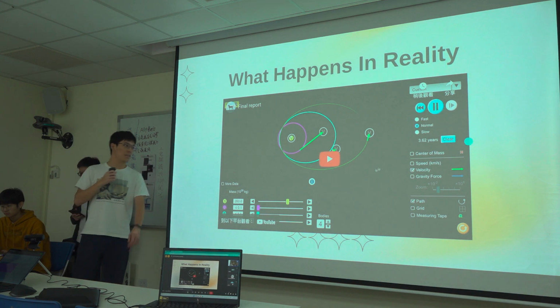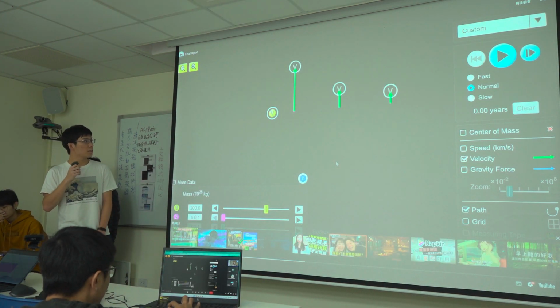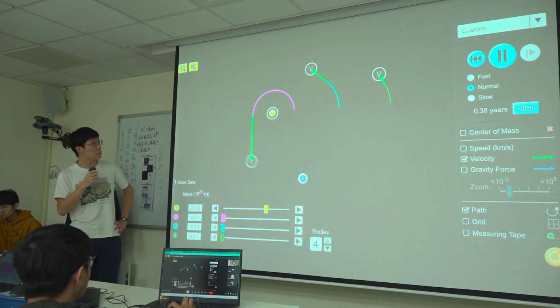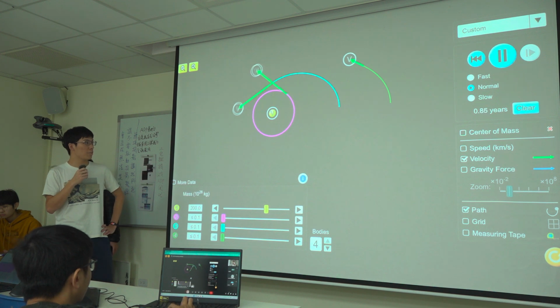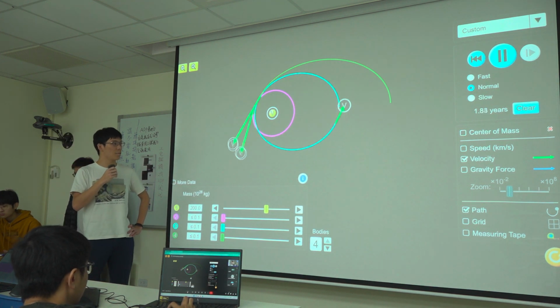This is the video that I created about what will happen in reality. The green arrow means the velocity. So we can see that when they are closer to the sun, their velocity will be higher.